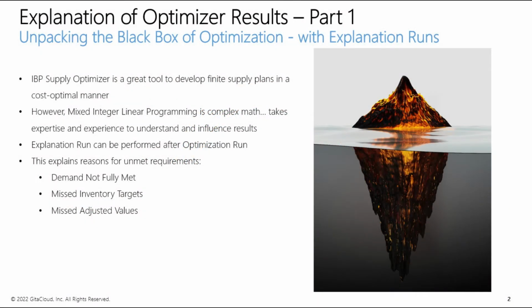IBP Supply Optimizer produces cost-optimal supply plans while respecting all constraints. It transforms the supply model into a mathematical representation, called a mixed integer linear program, as only a subset of variables need to be integers. This mathematical model is proven to produce the best outcome, but the math involved is quite complex.